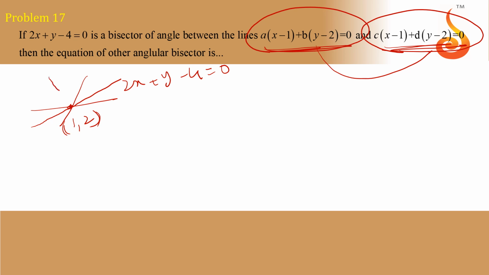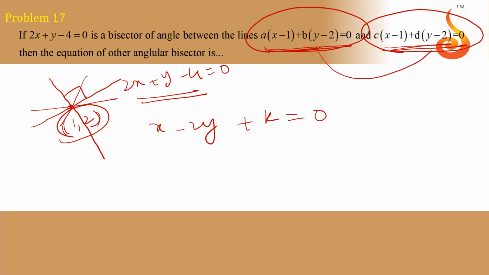Then they are asking for the other angular bisector. You know that the angle between angular bisectors will be 90 degrees. So very easy, the other angular bisector will be perpendicular to this. So perpendicular to that will be x minus 2y plus k equal to 0, passing through (1, 2). If you substitute (1, 2), you will get the k value, and resubstituting, you will get the equation of the other angular bisector. So the observation is this. It's a previous entrance question.